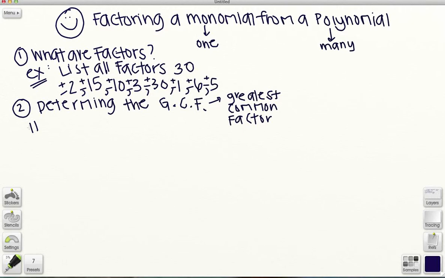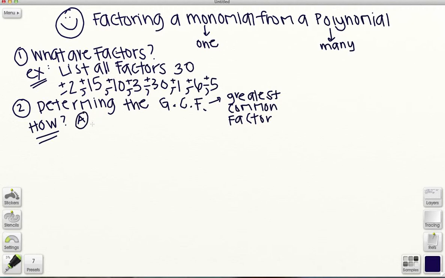So how do we find the GCF? Because when we get back to this main topic, factoring a monomial from a polynomial, this idea of the GCF is going to be really important. So how do we do it? There are 3 steps, and I'll list them as step A, B, and C.